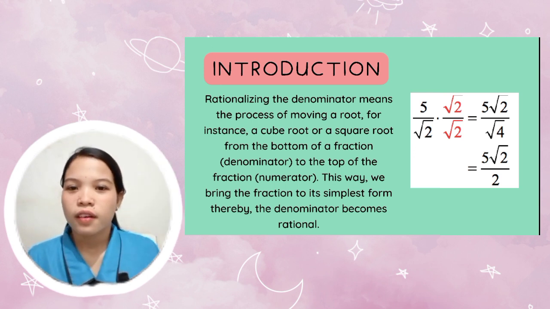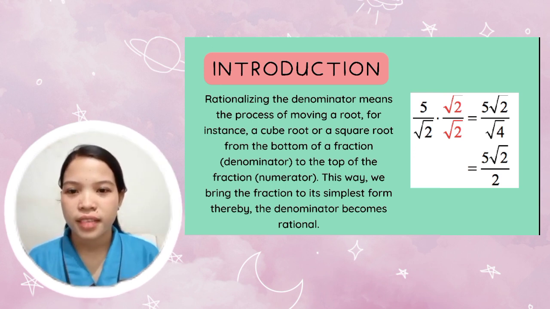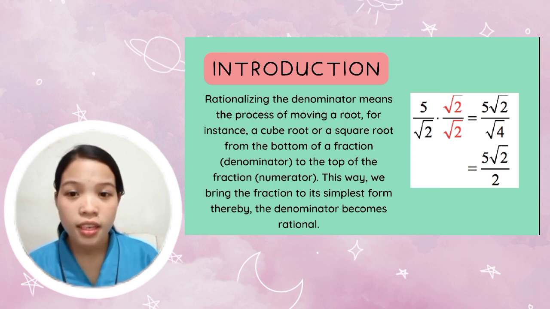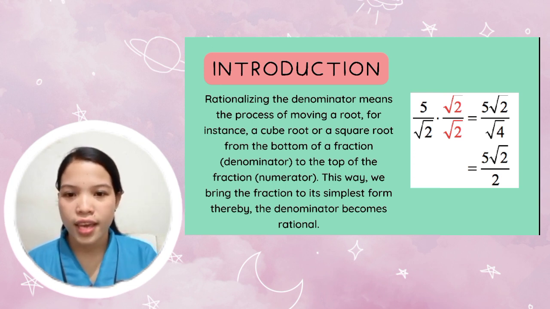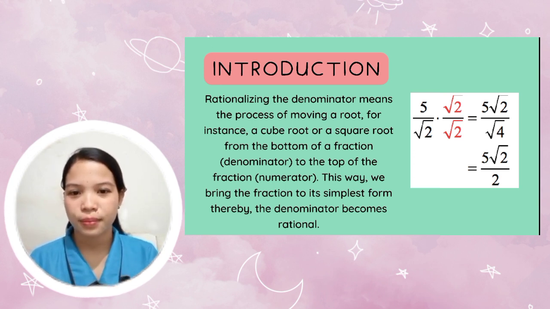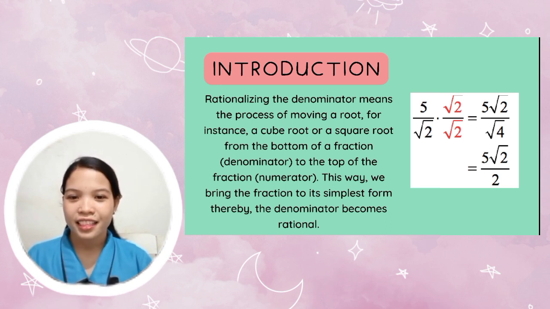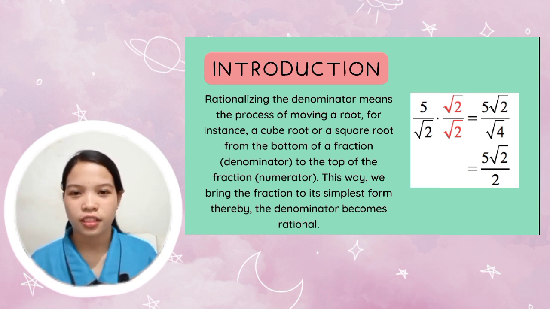Rationalizing the denominator means the process of moving a root, for instance a cube root or a square root, from the bottom of a fraction, or the denominator, to the top of a fraction, or the numerator. This way, we bring the fraction to its simplest form, thereby the denominator becomes rational.